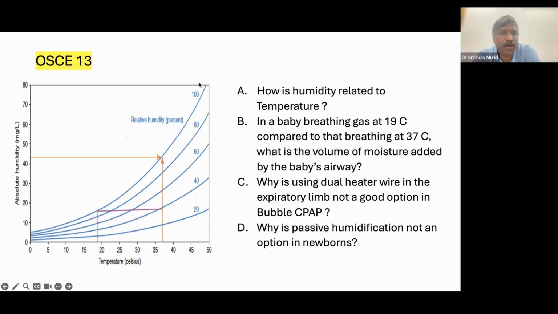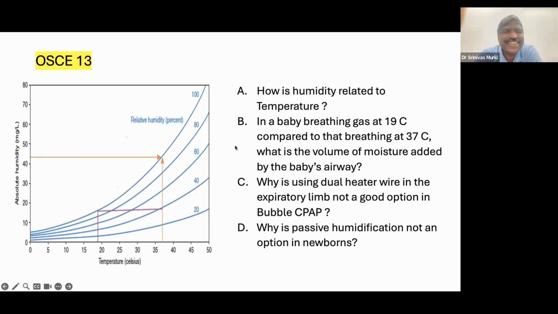Now, stomach bubble is not absent in all babies because there will be some amount of lung fluid also coming to the stomach. How is humidity related to temperature? Increases with temperature is wrong. No, humidity is not directly related. You can see here, no? This graph doesn't tell you about relation. It tells you how much humidity and temperature.